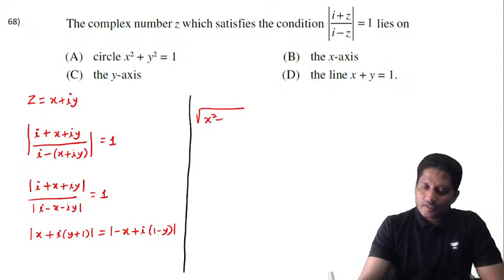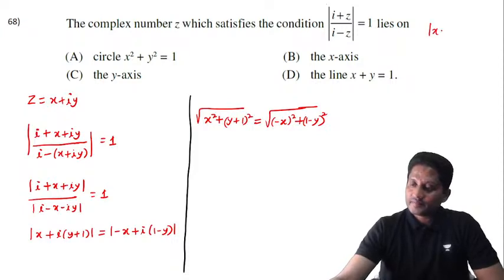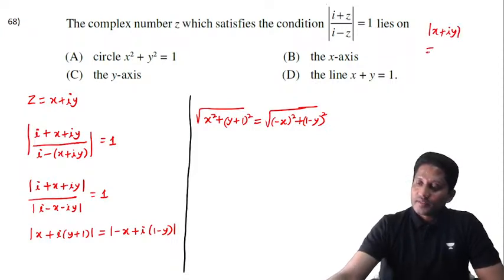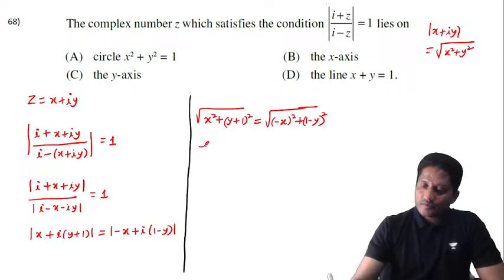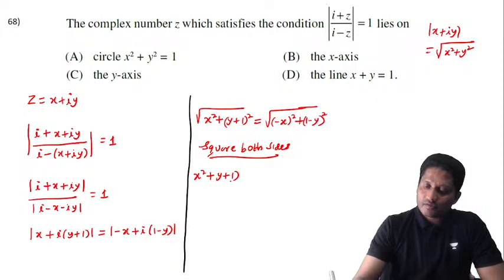Root of x² + (y + 1)² equals root of (-x)² + (1 - y)², because mod of x + iy is the root of x² + y². If you square both sides, root and square cancel, and you get x² + (y + 1)² = x² + (1 - y)².